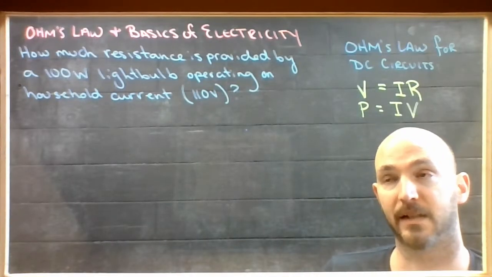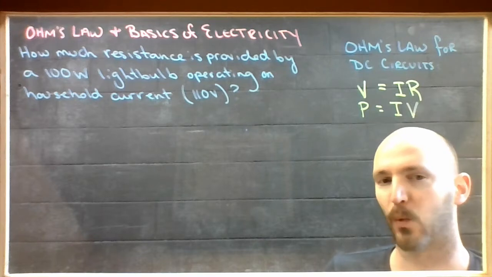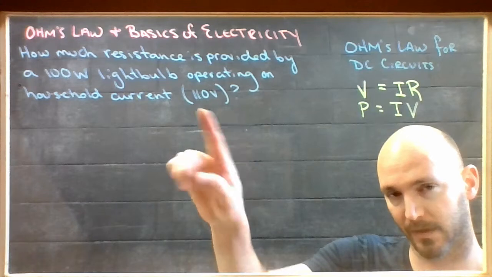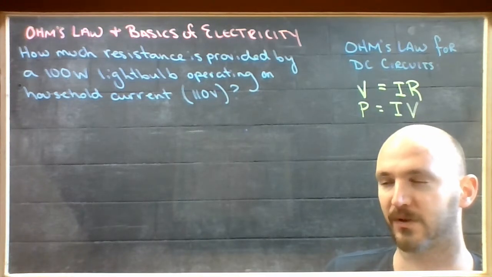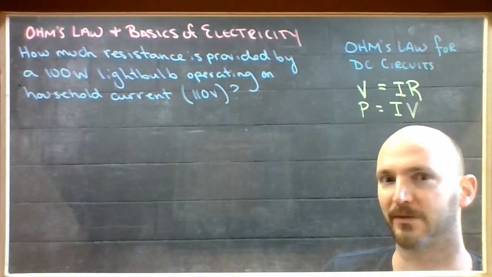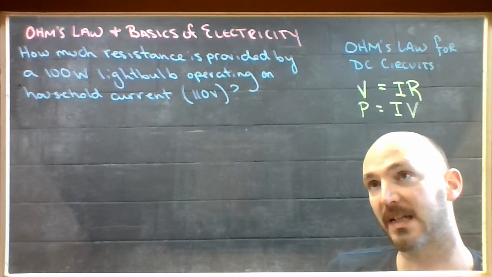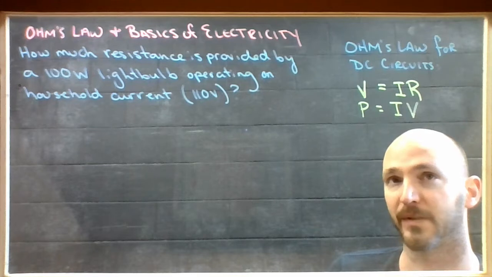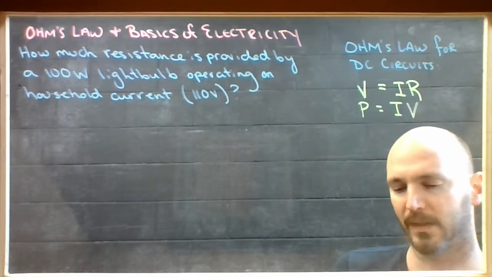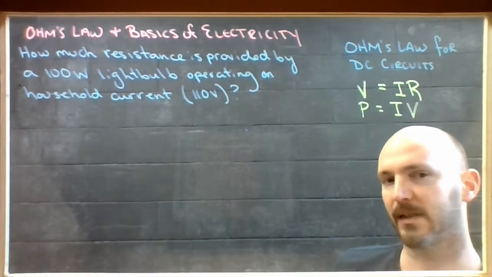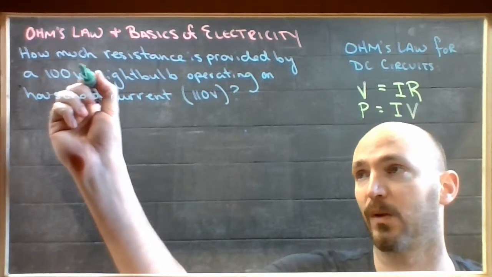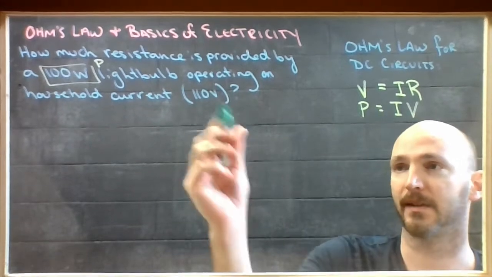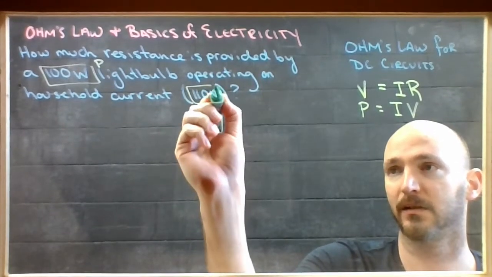So back to that 100-watt light bulb. It seems to be the workhorse of early electrical calculations. Now we're going to assume that this is a DC circuit, which is not true, but whatever. How much resistance is provided by a 100-watt light bulb operating on a household current of 110 volts? Well, this thing here, that's a power, listed in watts. And this thing here, that's a voltage.